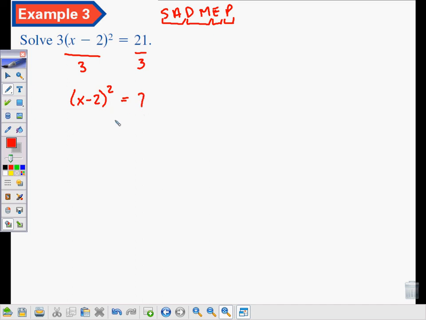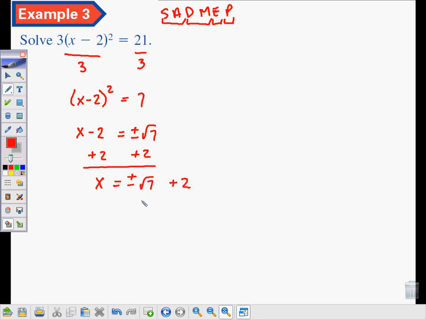Now, just like in the last slide, when I take the square root of both sides, I'm going to have to do positive or negative square root. So this leaves me with x minus 2 equals the positive or negative square root of 7. Because when I square either of those to get back to this line, I come out with positive 7. Then I will add 2 to both sides, giving me x equals positive or negative square root of 7 plus 2.